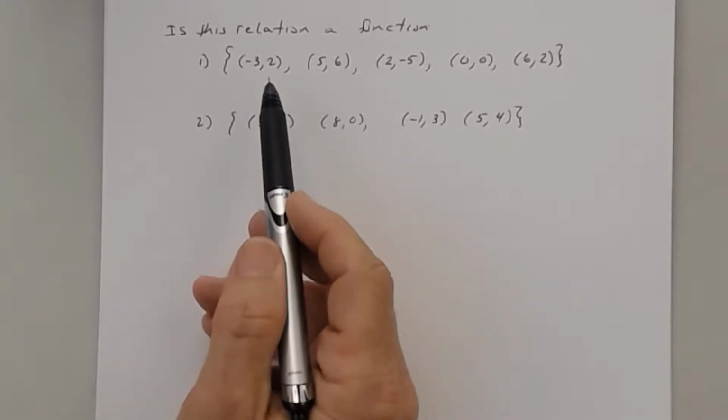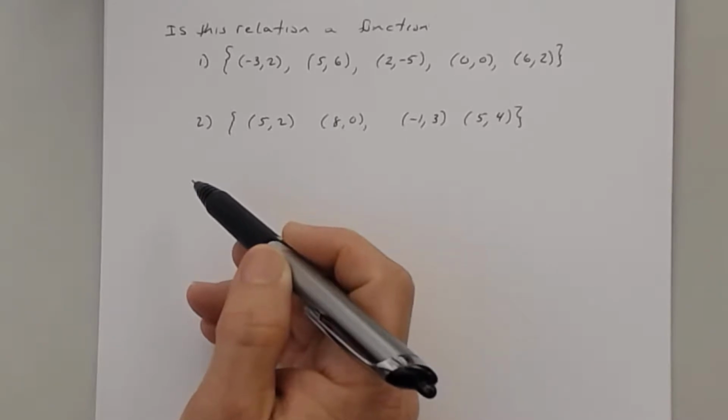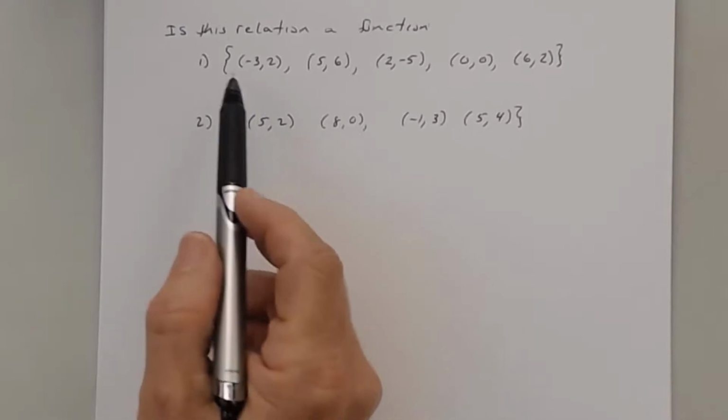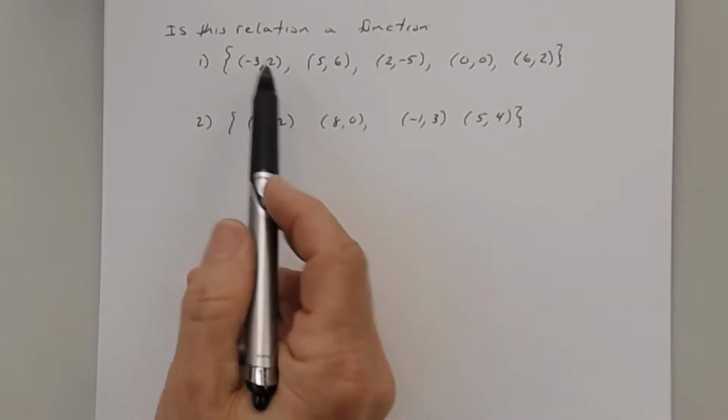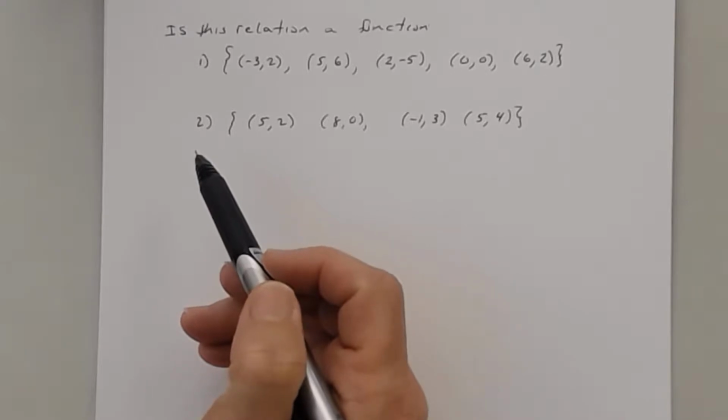Is this relation a function? Well, what makes a relation a function? What's the definition of a function? All right, so for each x coordinate, there's only one y coordinate. That's the definition of a function. So when we did these, how do we do these kind of problems to determine if it was a function? What do we use?